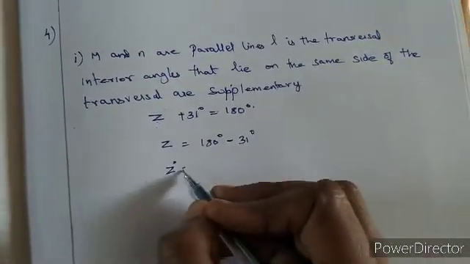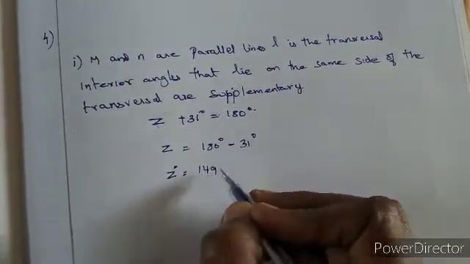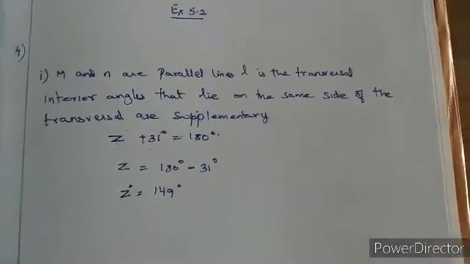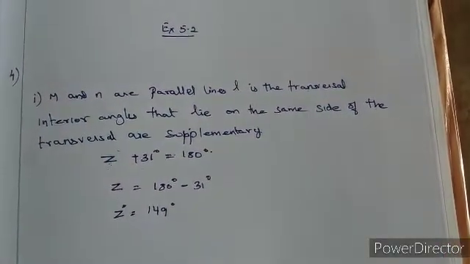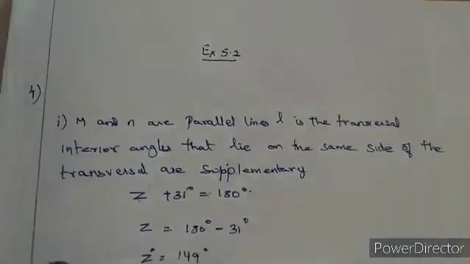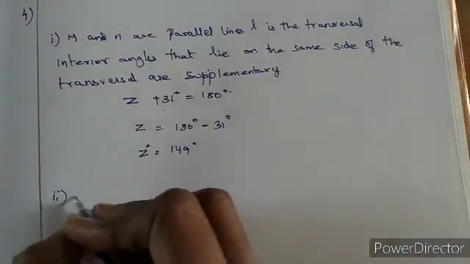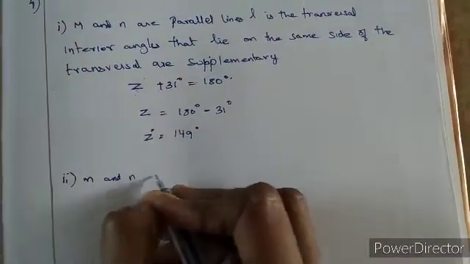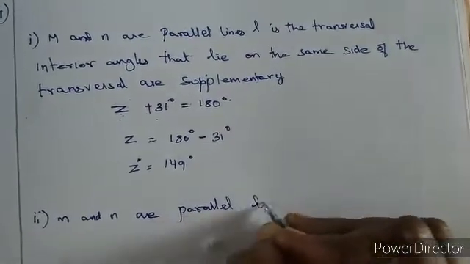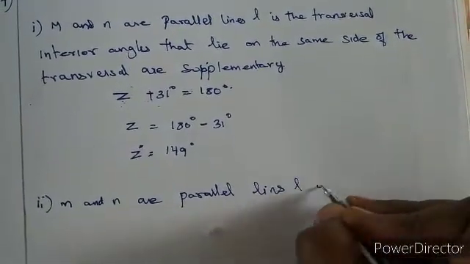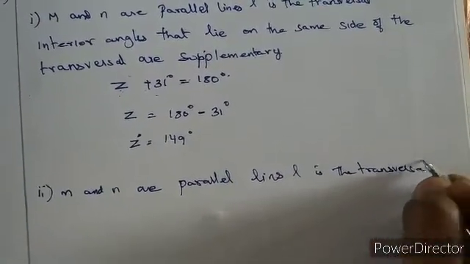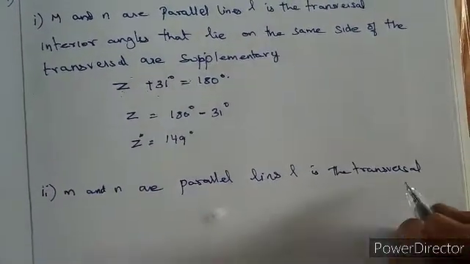Now Z degree equal to 149 degree. Subdivision 2. Here also it's given same like that previous sum. M and N are parallel lines, L is the transversal. For each and every sum you have to write this line.